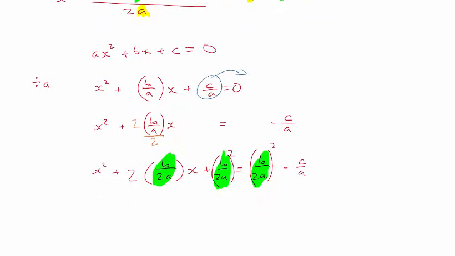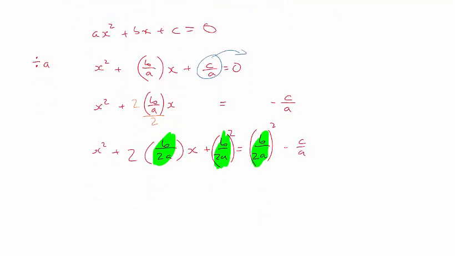Okay. So note, we can rewrite the left-hand side as x plus something squared equals, and I'll go ahead and expand that one so that we have b squared over 4a squared minus c divided by a. And what do I put in this green spot? But b divided by 2a.